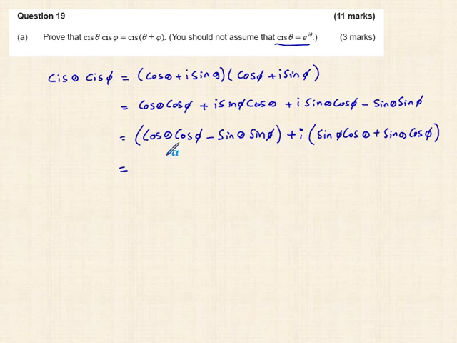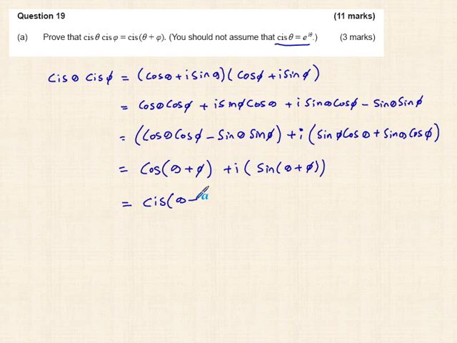Now we should recognize this as being cos theta plus phi, and this as being sine theta plus phi, and therefore that is cis theta plus phi.